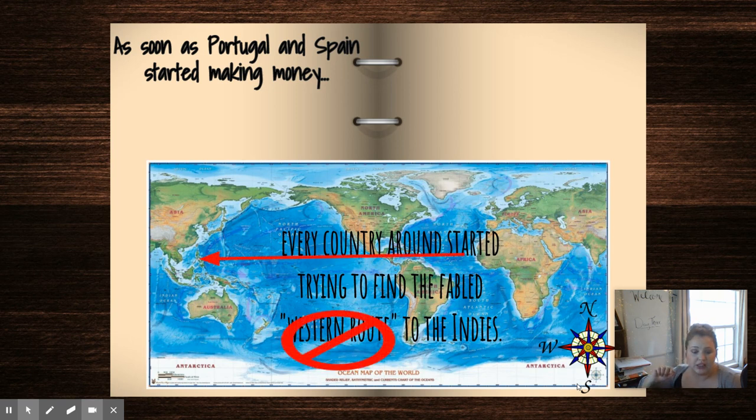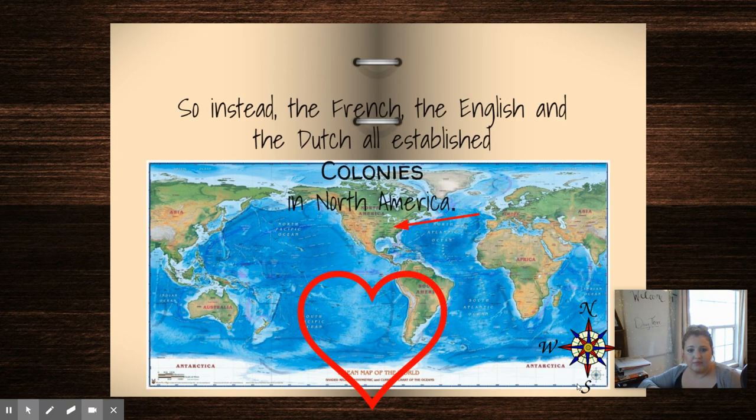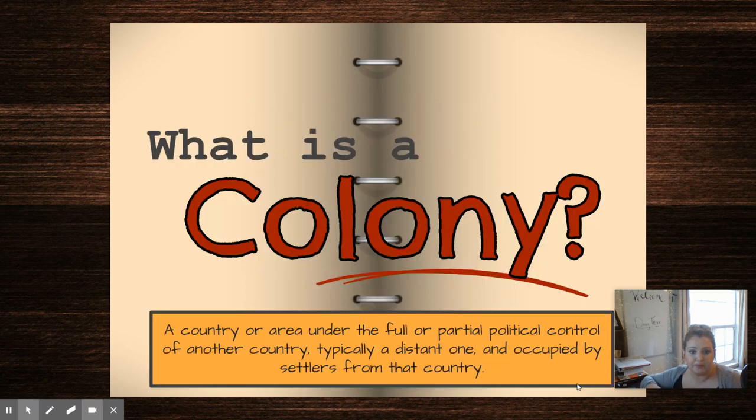And so you start to see countries try to go, but as they realize that they can't get there that way, the French, English, and Dutch all decide to establish colonies in North America instead. So it's a very different perspective as far as what they're going to do and a different way of extracting wealth and dealing with problems back home.